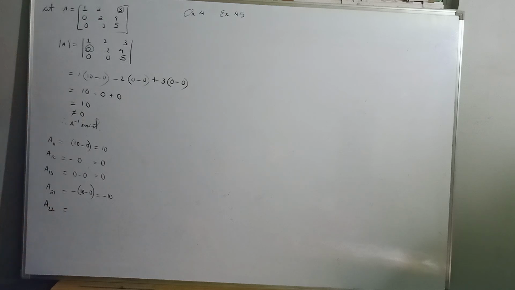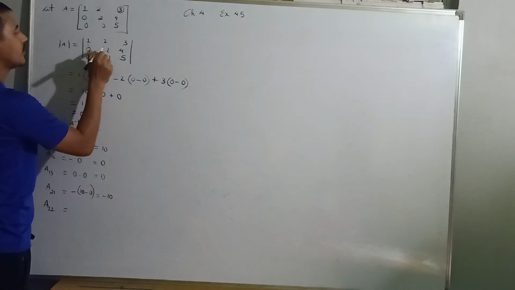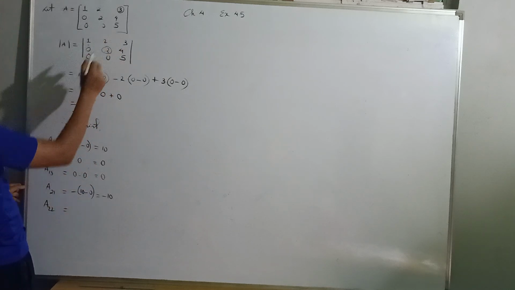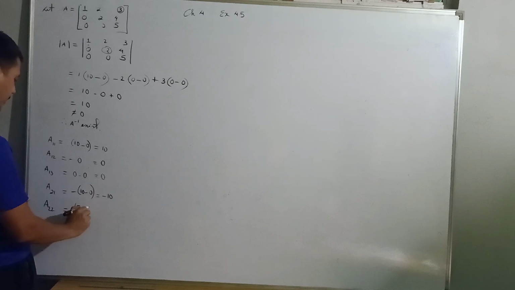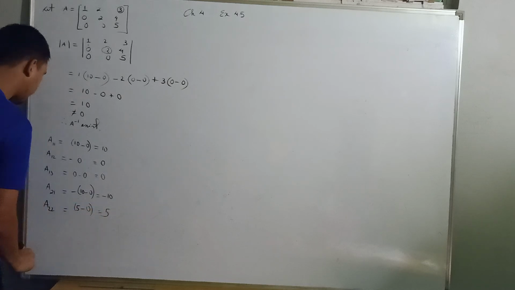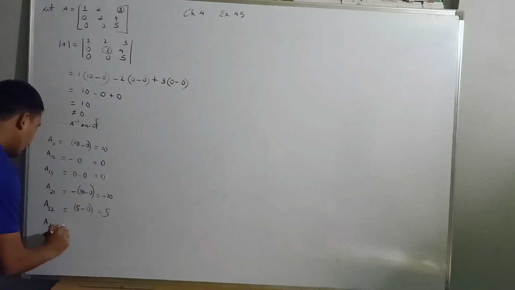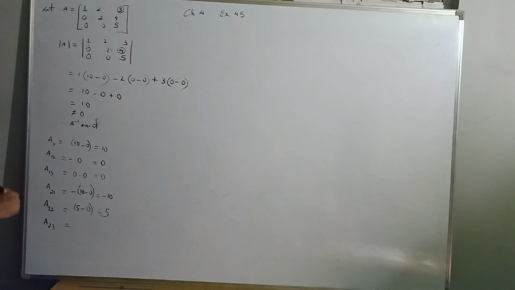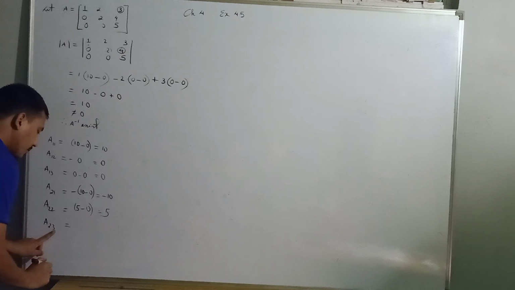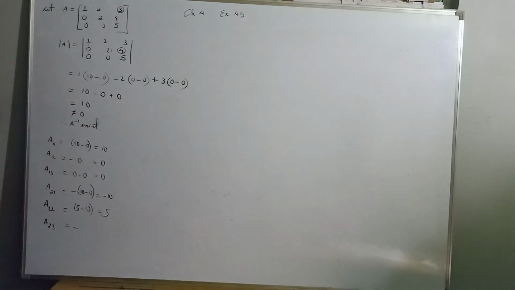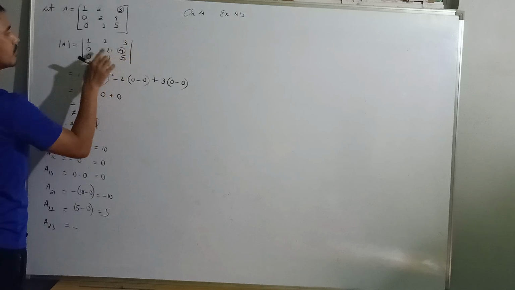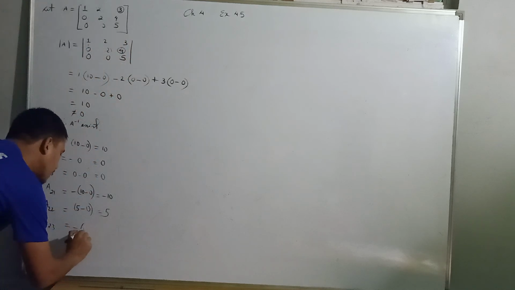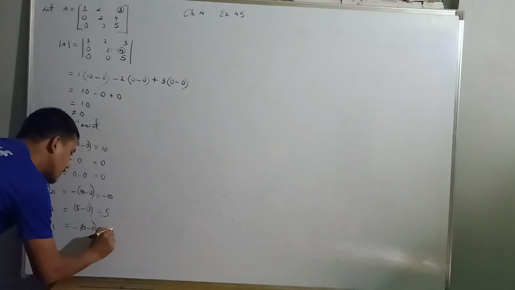A22: 1 5 times is 5 minus 0 3 times is 0. 5 minus 0, 5. A23: 2 plus 3, 5, minus 1 to the power 5, minus. The minor: 1 0 0 0 minus 0 2 0 0, so 0 minus 0, 0. Right?